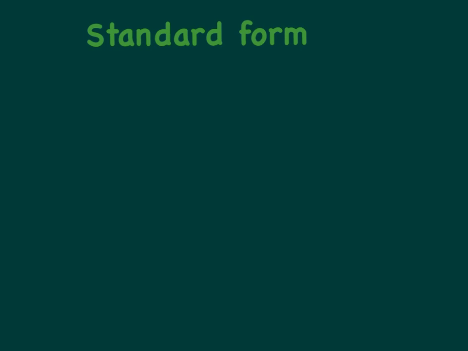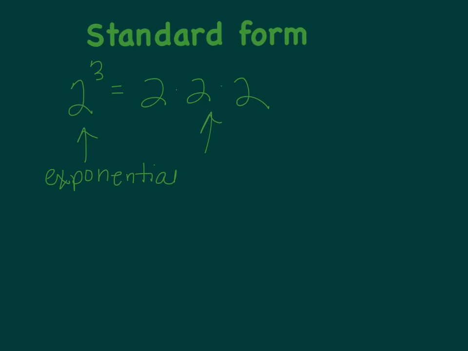What do we call standard form? Well, standard form is the form of writing a number like we've always known. For example, let's say we have 2 to the 3rd power. This is exponential form. Okay, there's a base with an exponent. Next, we can write expanded form, 2 times 2 times 2. Then we can write in standard form what the product of 2 times 2 times 2 is. We know that 2 times 2 is 4 and 4 times 2 is 8. So my standard form is just going to be the number 8.